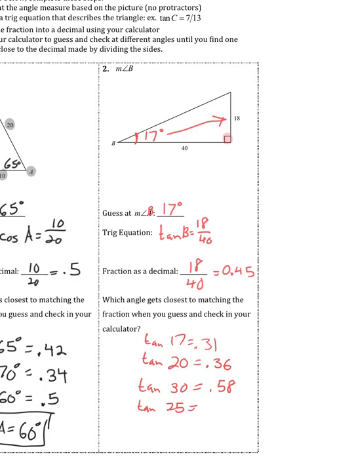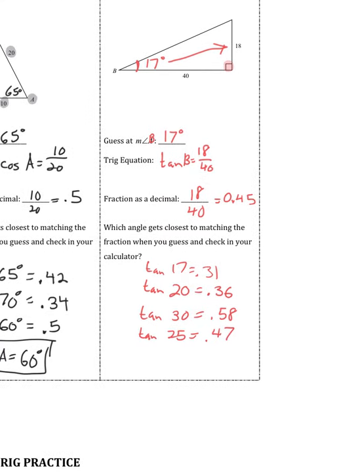Tangent of 25 is 0.47, very close. So let's try 24. Tangent of 24 is 0.45. So that's it. We've found it. Measure of angle B equals 24 degrees.